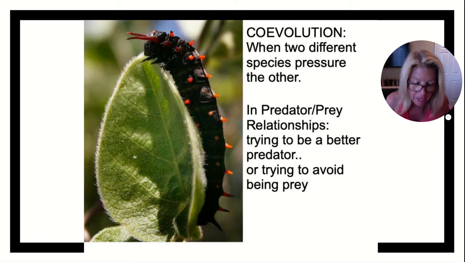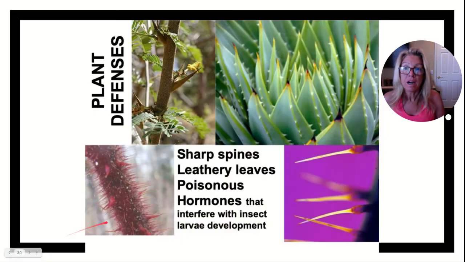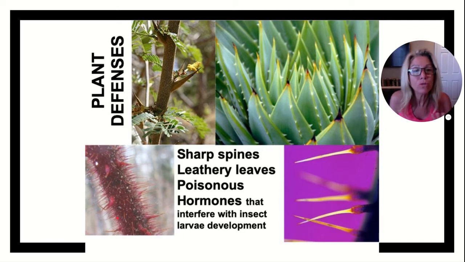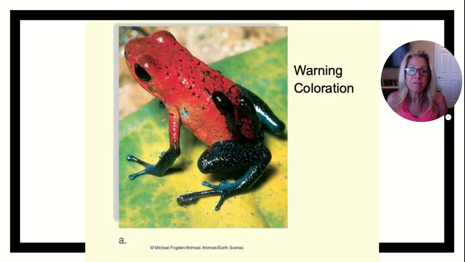So anti-predator defenses can result in coevolution. Each of the species adapts in response to selective pressure imposed by the other. For instance, plants, the producers, do not want to be eaten by herbivores, so they can have some anti-predator defenses like leathery leaves and poisons, hormones that make the insects that eat them molt when they shouldn't be molting and interfere with their development. Maybe they're going to enter into a symbiotic relationship with ants, so when other herbivores come, the ants will attack them. These would be plant defenses. So write a couple down, like plants have spines or leathery leaves or poisonous hormones, etc. You can add that.